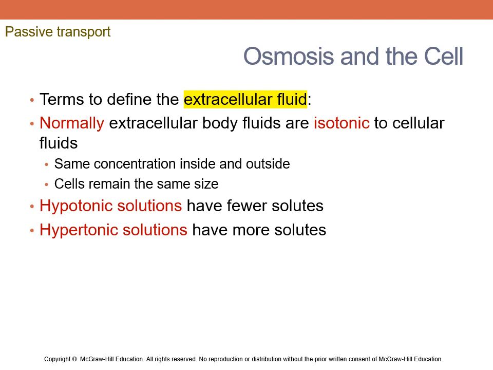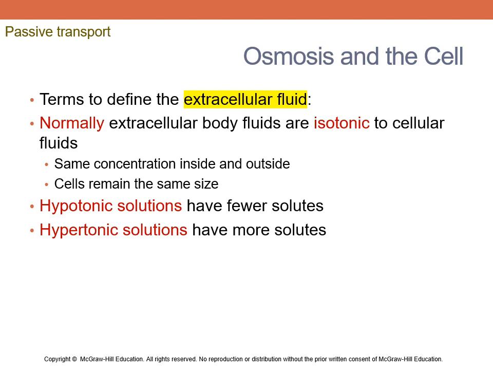Normally, extracellular body fluids are isotonic to cellular fluid, which means they are the same concentration, so the cells remain the same size. Hypotonic solutions have fewer solutes than those inside the cell, so water moves into the cell where there are more solutes. Hypertonic solutions have more solutes outside than those inside the cell. So water will move out of the cell in the direction where there are more solutes outside of the cell.